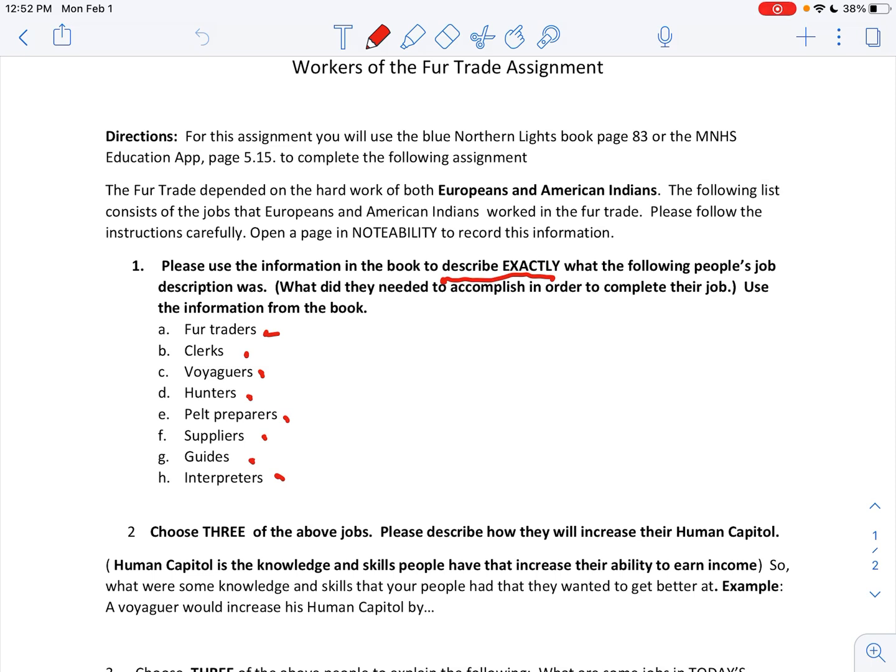So please follow the instructions carefully. Open a page in Notability to record this information. All right, so what I'm asking you to do is use the information in the book to describe exactly what the following people's job description was. What did they need to do to complete their job? Use the information from the book.